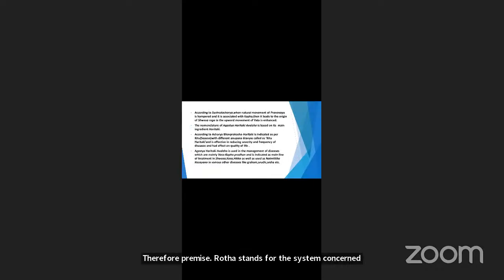It controls and regulates intellectual function, sensory and motor activities, cardiovascular function, and mental processes, and activities such as spitting, belching, respiration, and deglutition. Therefore, Pranvah Srotas stands for the system concerned with activities of pranvayu. According to Sushrutacharya, when the natural movement of pranvayu is hampered and is associated with kapha, it leads to the origin of Shwasa Rog, as the upward movement of Vata is enhanced.